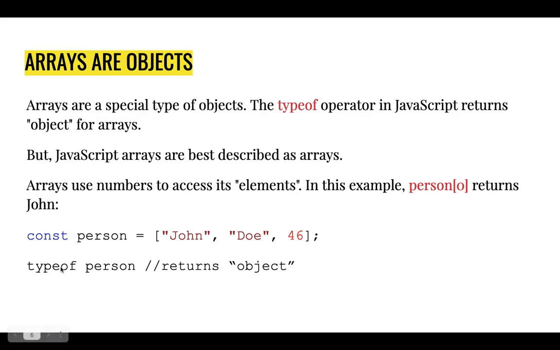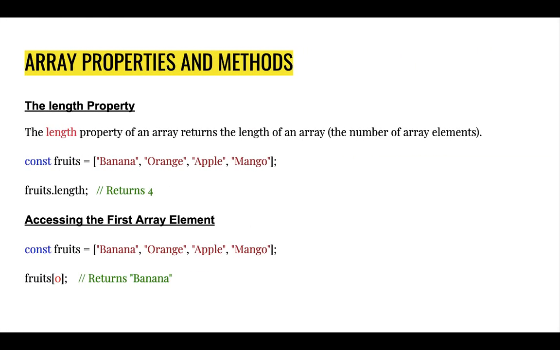But if you say typeof person, what is going to be returned is object. You might be expecting to see array, no, but what is going to be returned is object. I think I already mentioned this. The length property of an array returns the length of an array.